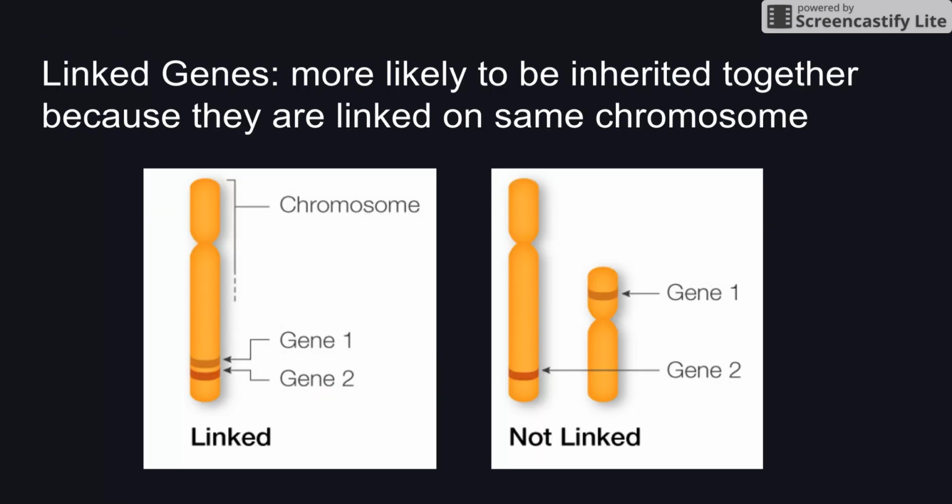Okay, linked genes, this is just saying that these genes are really close together on a chromosome, and when that happens, they're more likely to be inherited together because they're not going to be crossed over during prophase 1 of meiosis. So if they're close together, they will probably stay together.